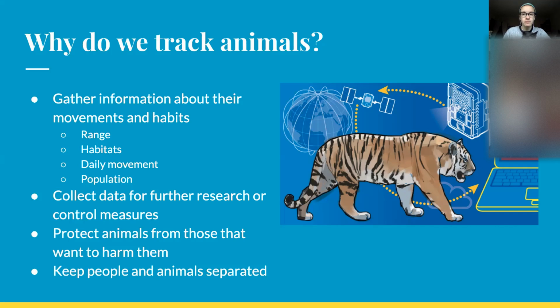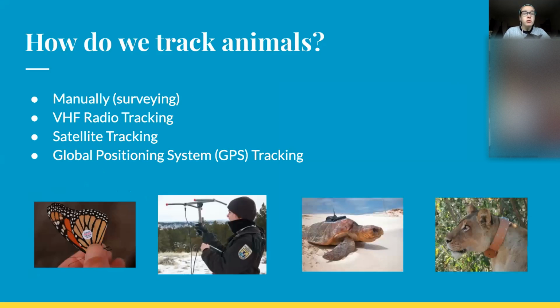So how do we track animals? There's a couple different ways, and I'm going to explain them all. The first one is called manual or surveillance or surveying, and it's been around for a super long time. The next one is VHF radio tracking. Then we're going to talk about satellite tracking and global positioning system or GPS tracking. You guys probably have heard GPS before, like with cars or with our phones to figure out where to go. And so we can actually use that for animals as well.